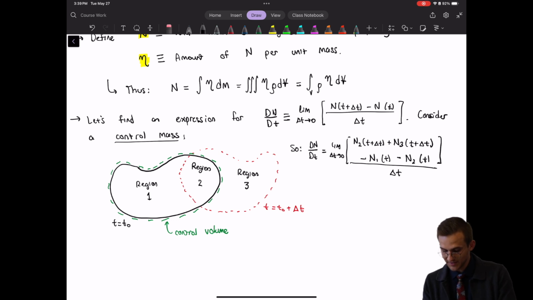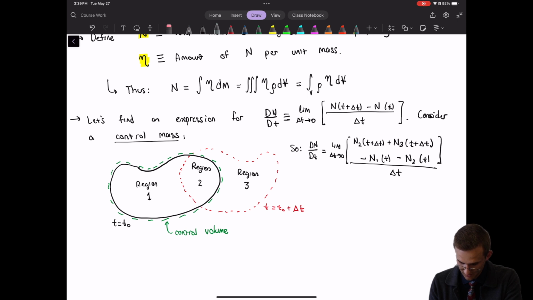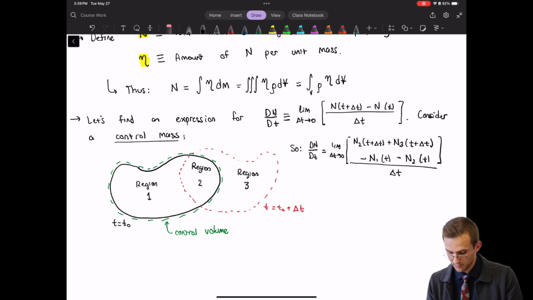Okay, so N2 plus N3, that's the amount of N in this region here and this region here, is indeed the total amount of N in our control mass at t plus delta t after it's moved, and then likewise for N1 plus N2 at time t, which is t naught. I really should actually include the subscripts here. So these should be t naught, to be precise, based on how I've defined the times at which those are occurring.